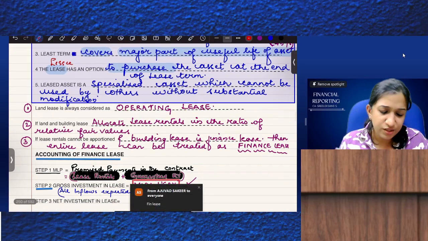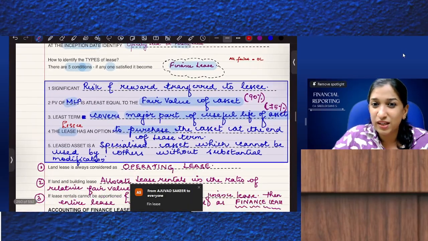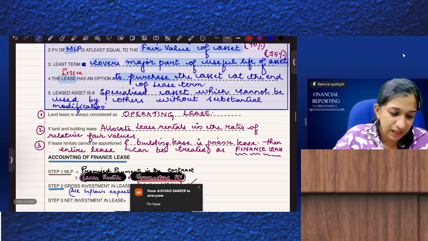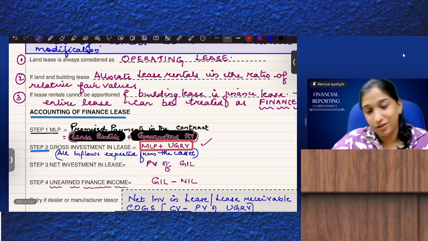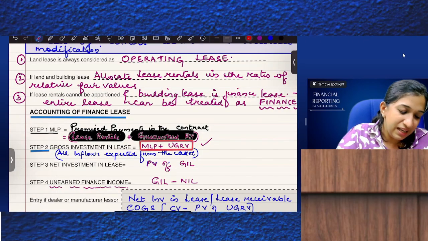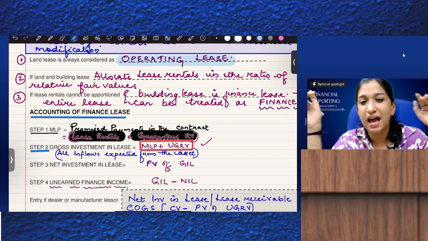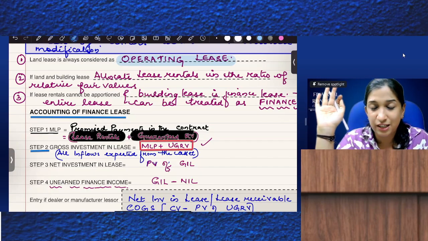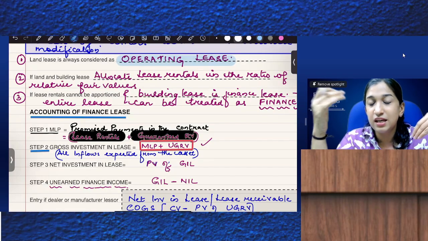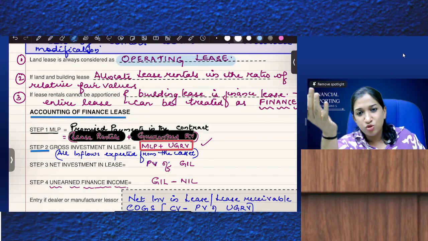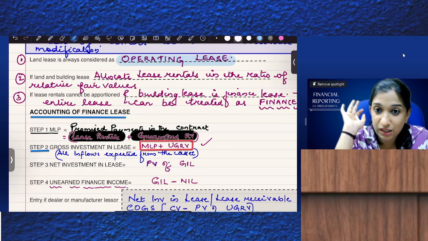Understood? So what is the accounting in case of finance lease? We'll discuss that, but before that, land lease. Ind AS 116 says land lease is always an operating lease. It's an exception, because land has an indefinite useful life, you cannot say risk and reward is with the lessee for a major part of useful life. There is no specific definite useful life, so there is no debate. Land lease is always treated as an operating lease.